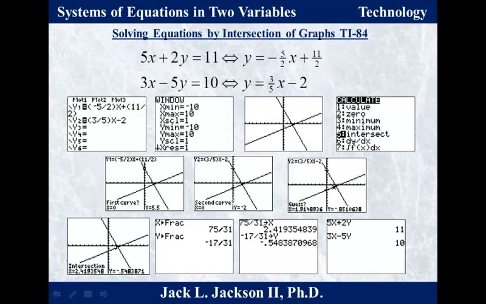So 75 over 31 stores x, negative 17 over 31 stores y, and if I do 5x plus 2y, it is 11, and 3x minus 5y is 10, so it does check.